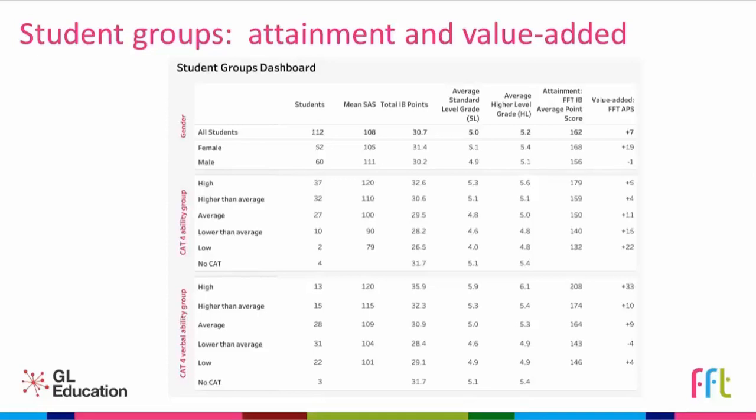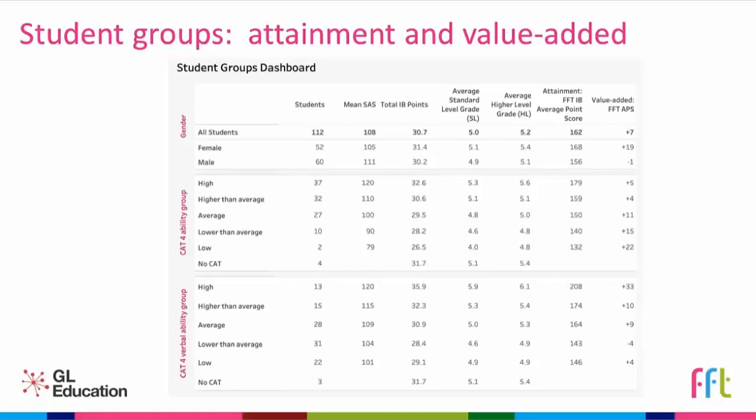We can then drill down into the same data, but looking at different pupil groups. So it's interesting to look at the performance of boys versus girls, to have a look at the performance of pupils that have started with higher or lower ability as determined by their CAT4 scores, and also look at the verbal ability groups there at the bottom. Those might give quite a different picture for a school if we just look at verbal ability alone compared to the ability groups based on CAT overall. And again, you can see the CAT scores for those different pupil groups.